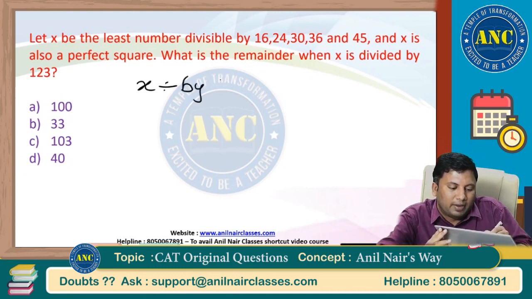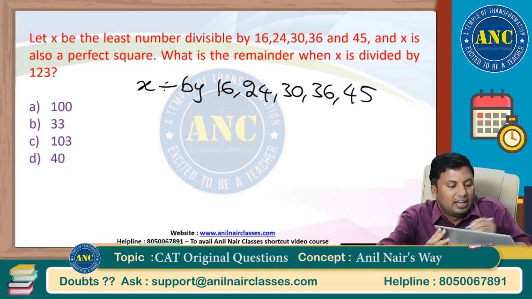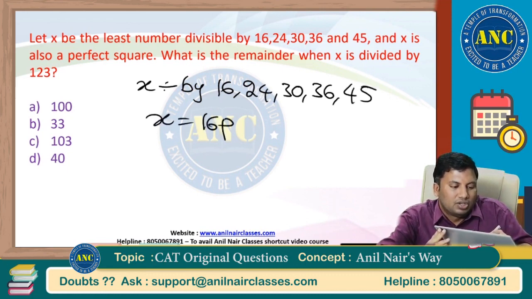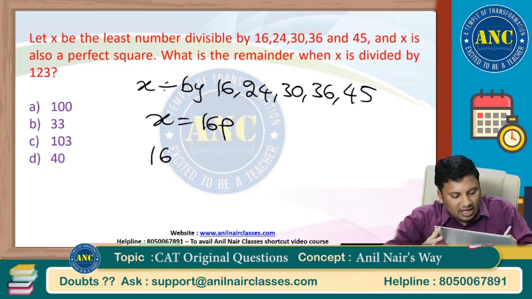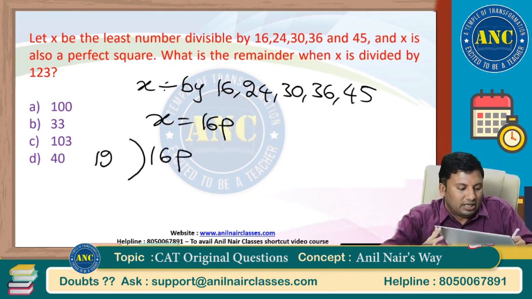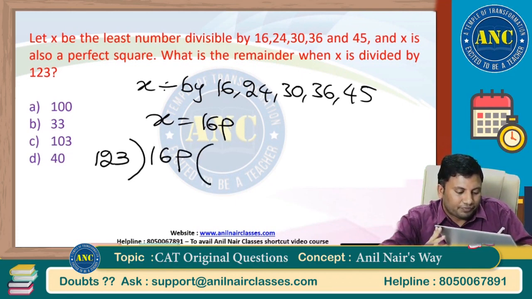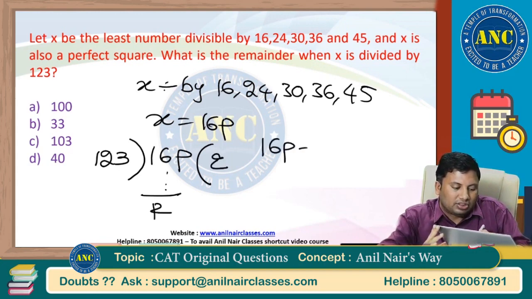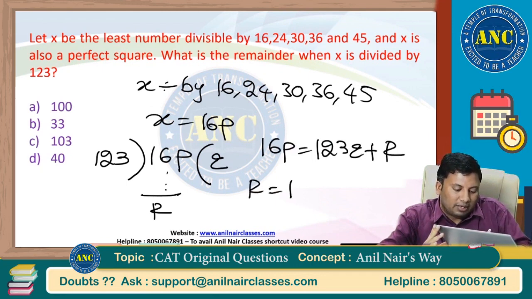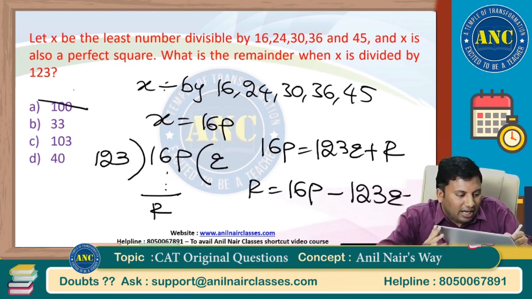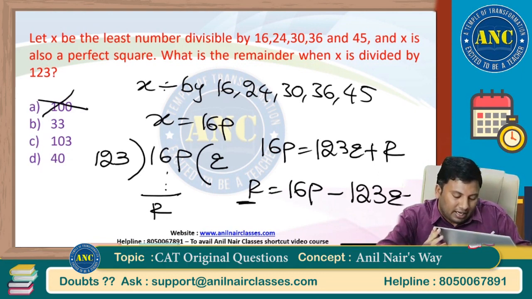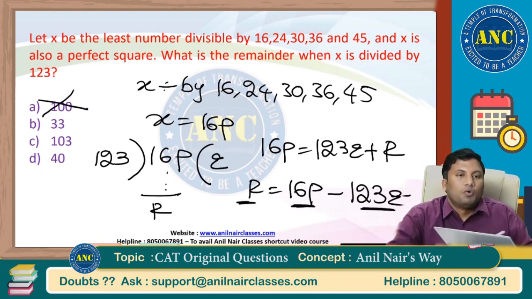X is divisible by 16, 24, 30, 36 and 45. X is divisible by 16, so it is 16p. 16p is divided by 123. Quotient is q. Remainder we don't know, r. 16p is nothing but 123q plus r. R is nothing but 16p minus 123q. If r is 100, this is divisible by 100.